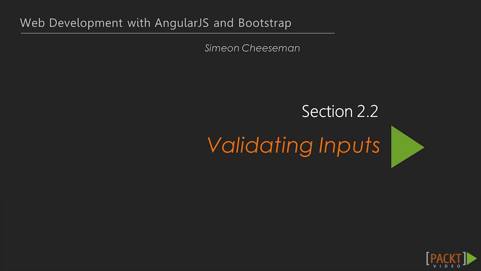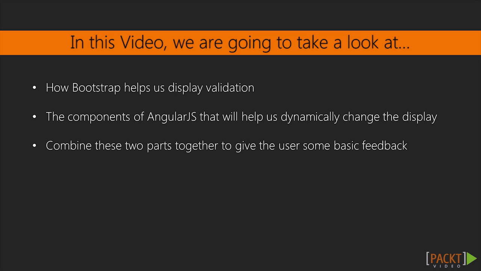In the last video, we looked at adding an input onto the page, styling it with Bootstrap, and binding the data with AngularJS. In this video, we'll have a look at how to make sure the user inputs valid data and how to let them know when it's invalid. To start, let's decide how we want the inputs to look when they aren't correct.